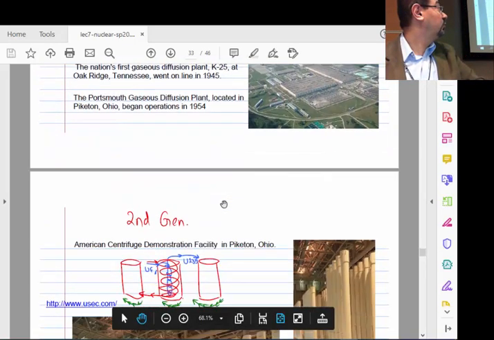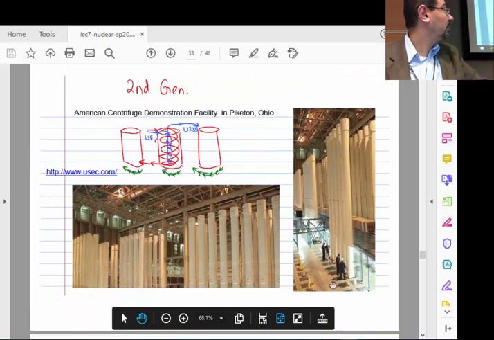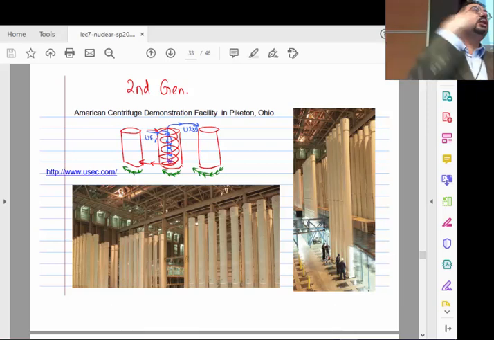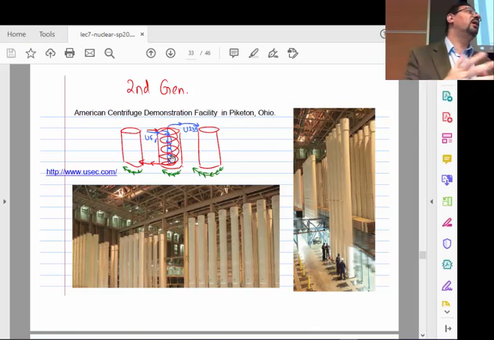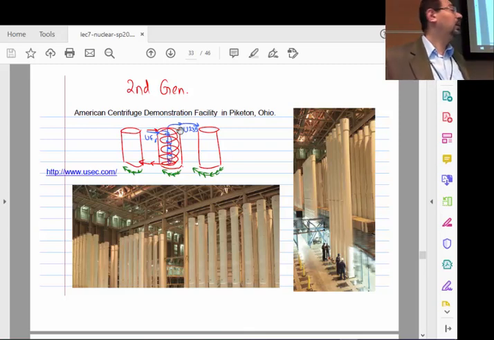So the next generation was, see, those are people, and this is a centrifuge. They spin, and obviously when you spin like this, the heavy ones go to the side and the lighter ones go to the middle, and you can pull the lighter ones out.